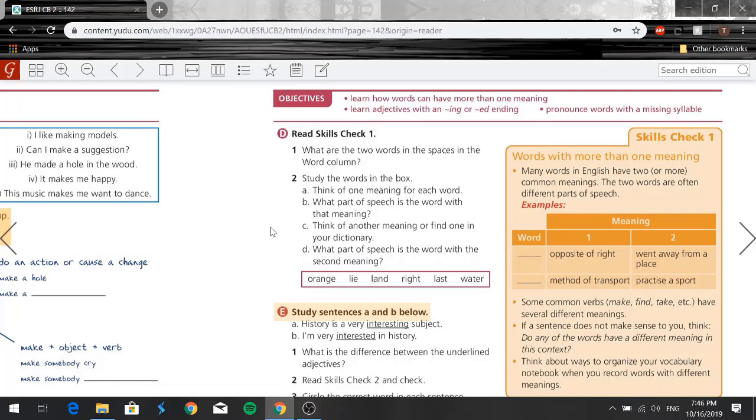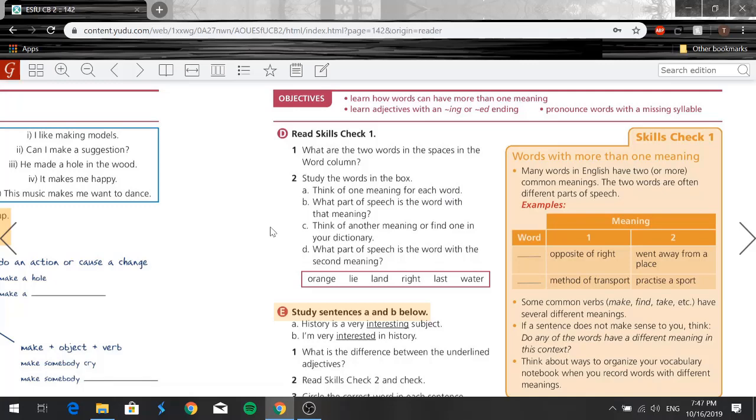Okay? Then we have last. Last here is pretty simple. So either you have last as in obviously the opposite of first, so I came last, or last as in go on for a very long time. Alright? Then we have water. Well, we could say water as in a liquid, right? Water. And water as in a verb, so give water to flowers. So different meanings. Some could come in as nouns, verbs, adjectives, etc. You get the idea. You gotta understand the different meanings.